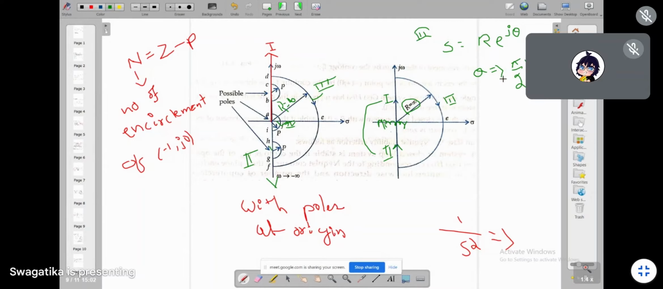So path number 3 is the locus of a semicircle with radius r equals infinity. And for path number 3, you have to put s equals r e to the power j theta, where r tends to infinity. Suppose we take a simple example.